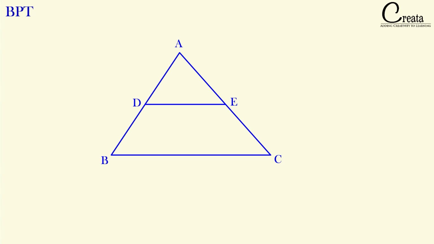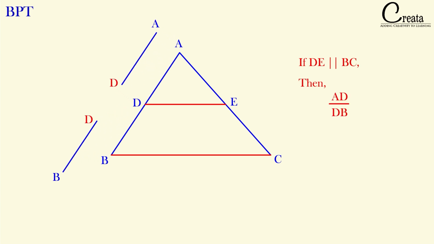The concept is that whenever the lines DE and BC are parallel to each other, then these two ratios, that is AD upon DB and AE upon EC, will be equal to each other. This is a very important concept. When the line segment DE and BC are parallel to each other, then the respective ratio of the sides will be equal to each other, that is AD upon DB will be equal to AE upon EC. So this is the BPT theorem.